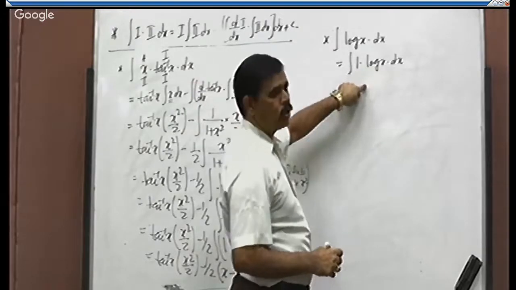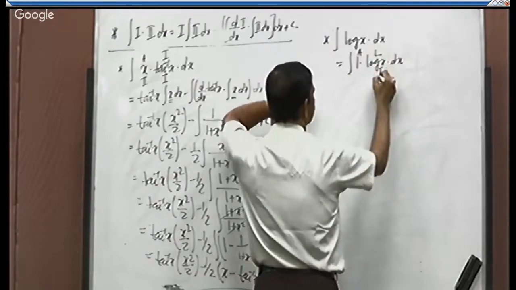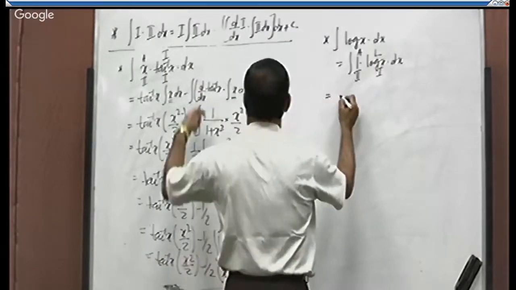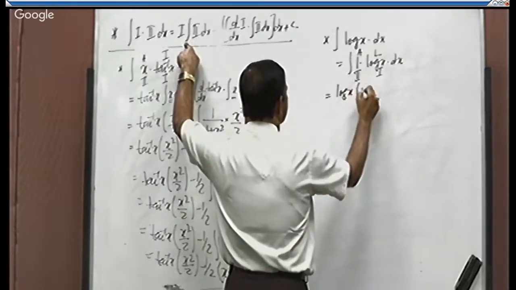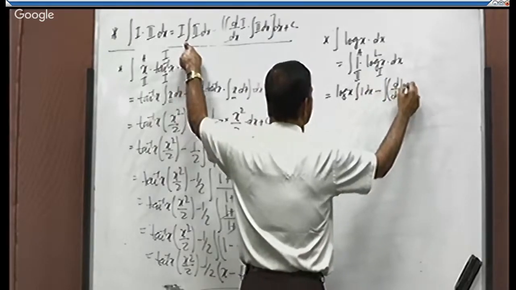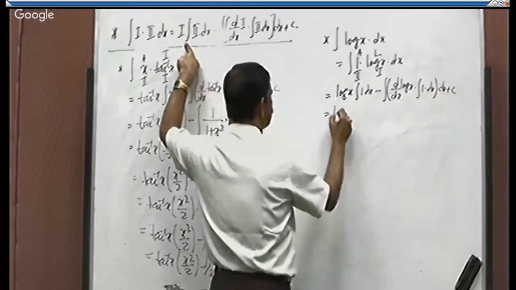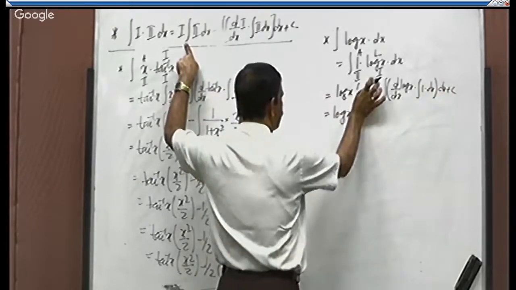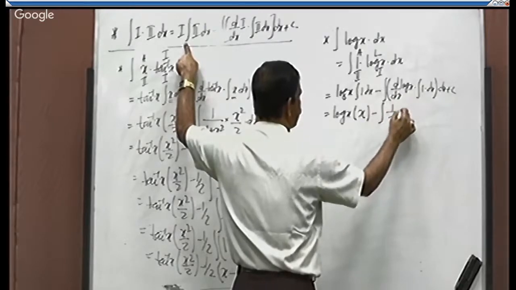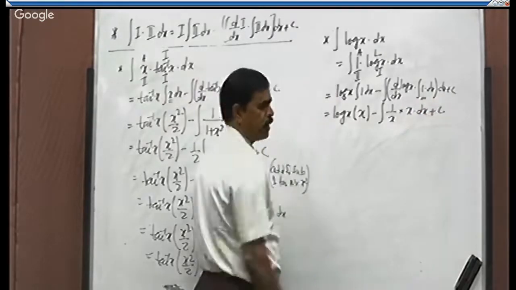Now it becomes two terms, right? One is logarithmic, the other one is algebraic. So this is first, this is second. Logarithmic comes first, then the other one becomes second. Use the rule: first function into integration of second, minus integral of d by dx of first, that is log x, into integration of 1 into dx plus c. That is equal to log x into integration of 1, which is x, minus integral of the derivative of log x, 1 by x, into integration of 1, which is x, into dx plus c. X, x get cancelled.